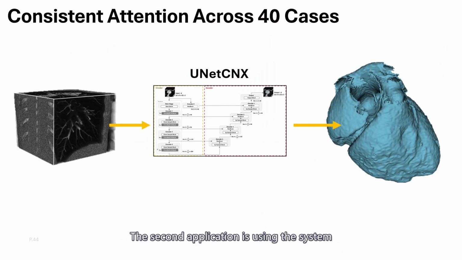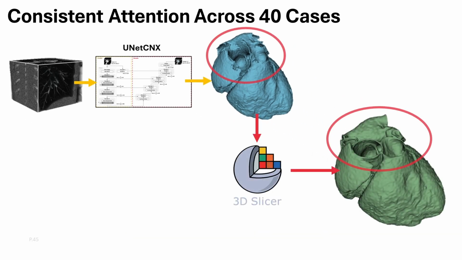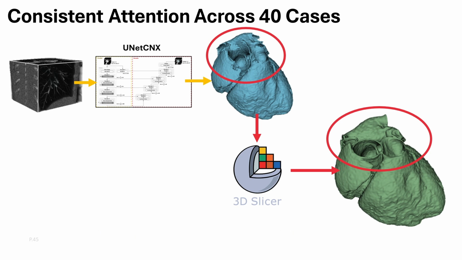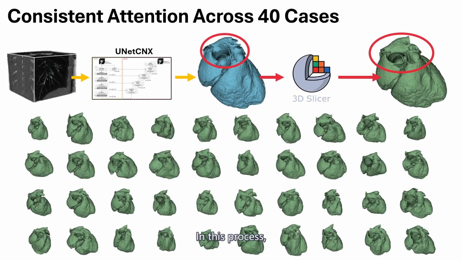The second application is using the system to explain the segmentation results of UNet-CNX. For example, during manual annotation of cardiac muscle, UNet-CNX is first used for initial segmentation, followed by manual refinement in the 3D Slicer software. In this process, any questions or doubts about the UNet-CNX segmentation results can be reasonably explained using this system.